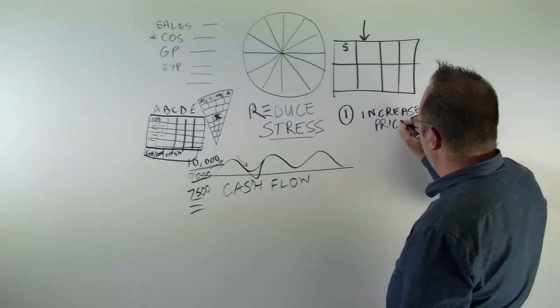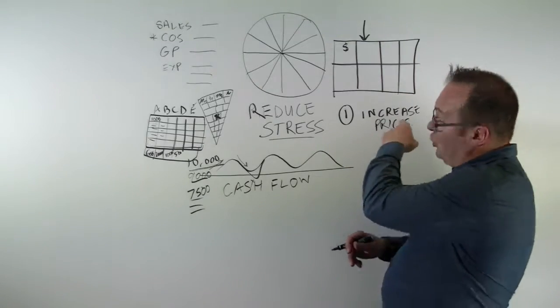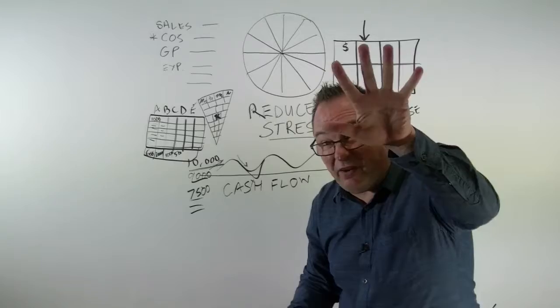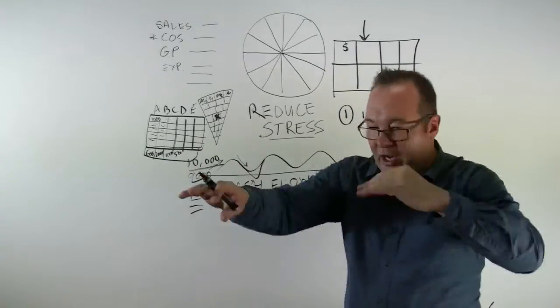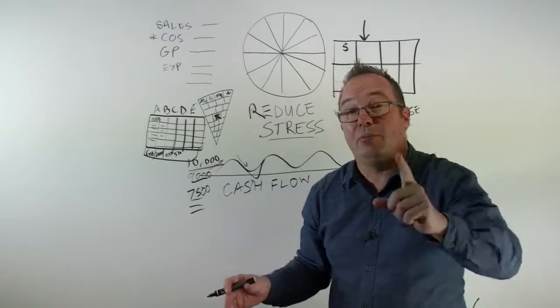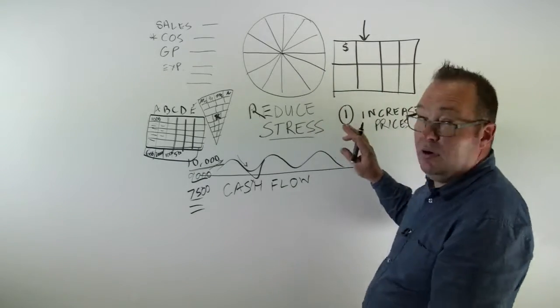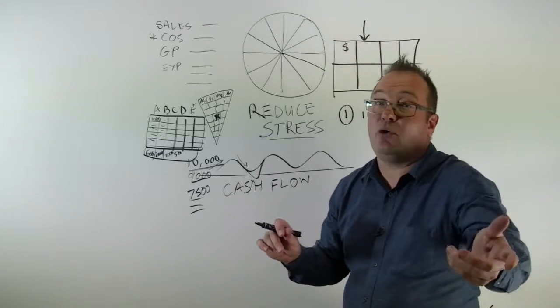So tomorrow, if you're in business, tomorrow you are going to increase your prices. You're going to put them up at least 5%. Now, if you can't put them up 5%, if you think people are going to run to the hills and you're not going to be able to do it, put them up 1%. Just put them up. That is the most simple profit boosting tip I can give you right now. You don't have to spend anything more on marketing.